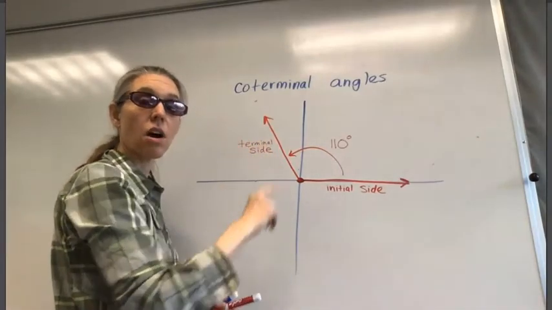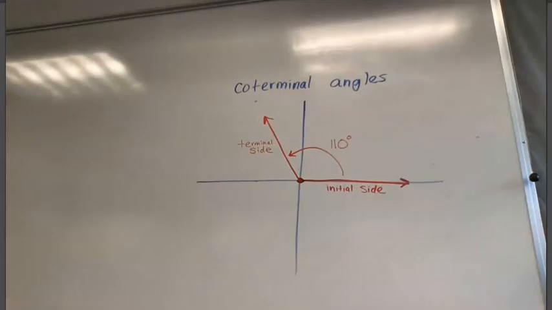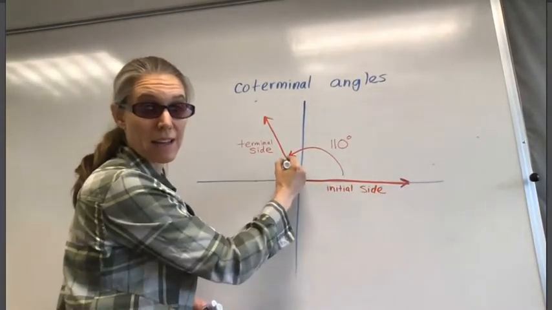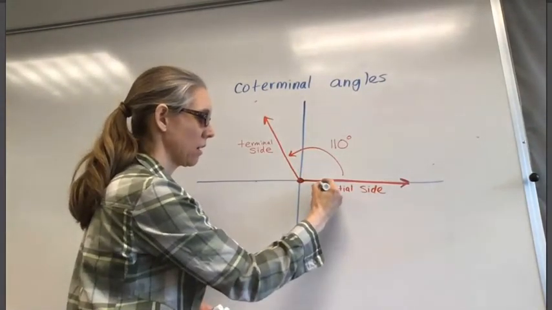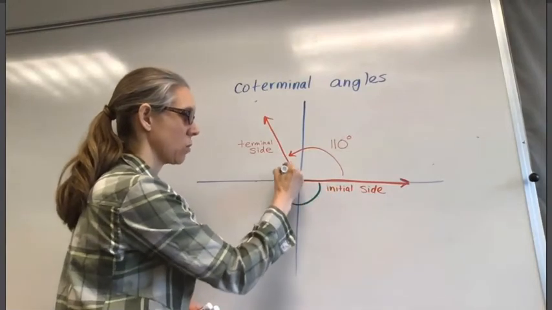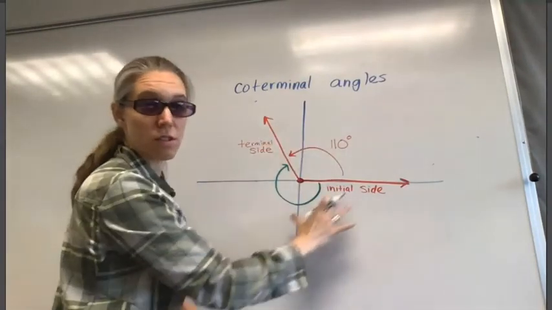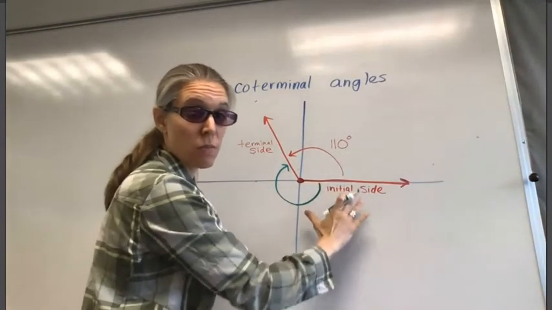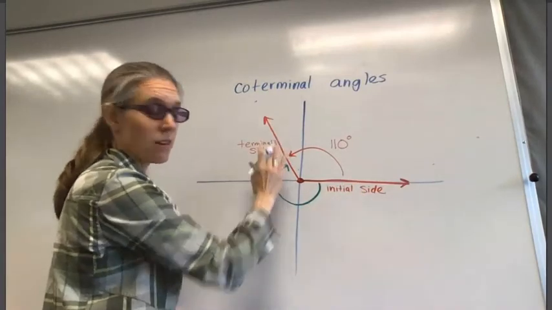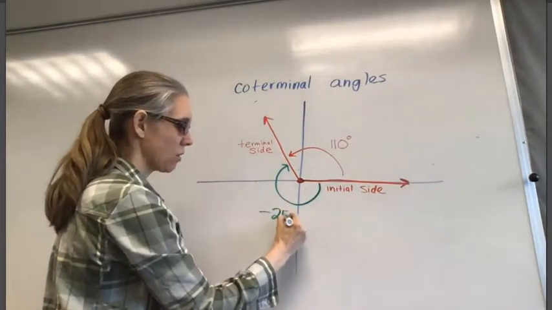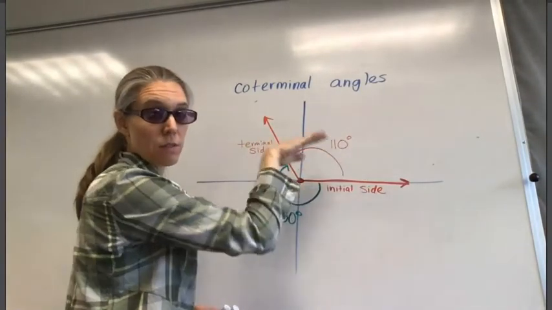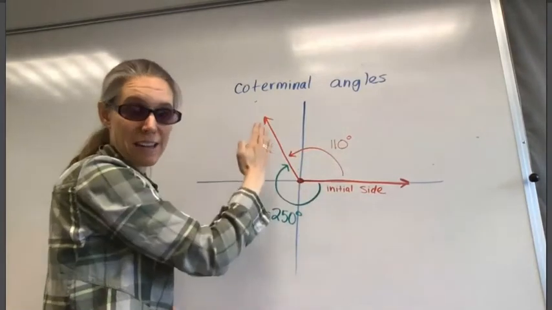Now, if we go in the opposite direction, then we have negative degrees. Going clockwise, negative degrees. So starting here and working back this way, of course these two must add up to 360 degrees because this is a full circle. So going back this way, we have negative 250 degrees. Counterclockwise is positive, clockwise is negative.